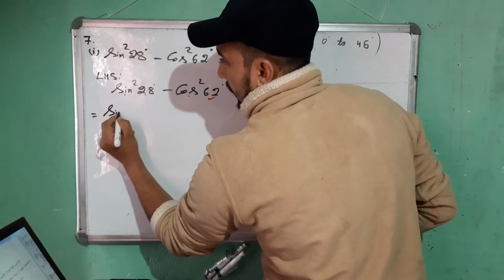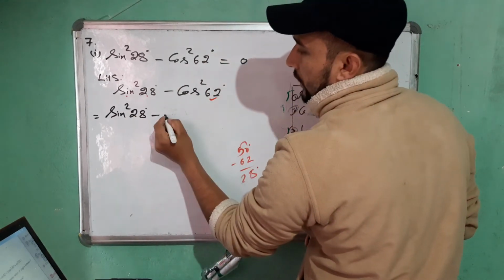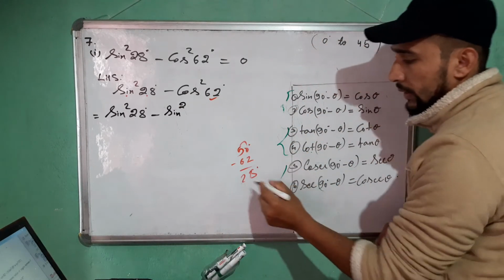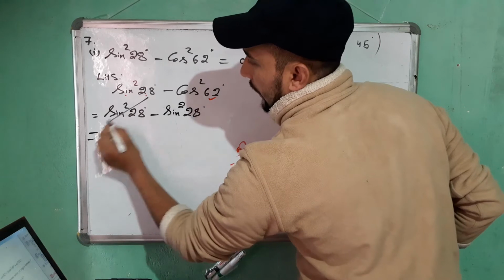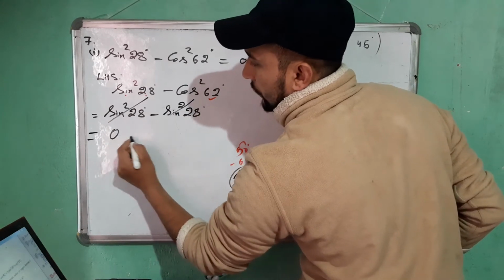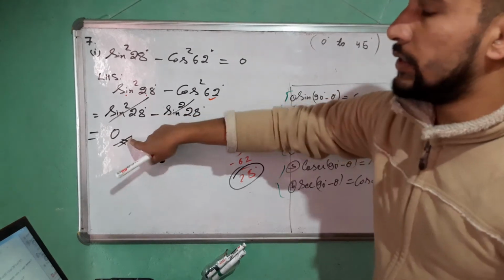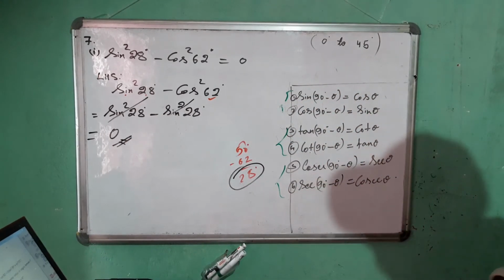So this will be sine square 28 degree as it is, minus the complement of cos, which is sine. This square is as it is. The complement of 62 is 28 degree. So this and this get cancelled, so 0. Cancellation means subtraction, this minus this is 0. Proved. Next, number 2.